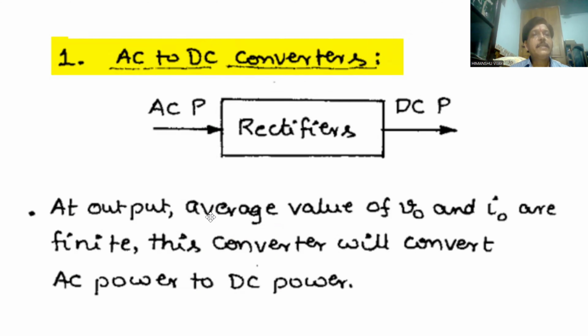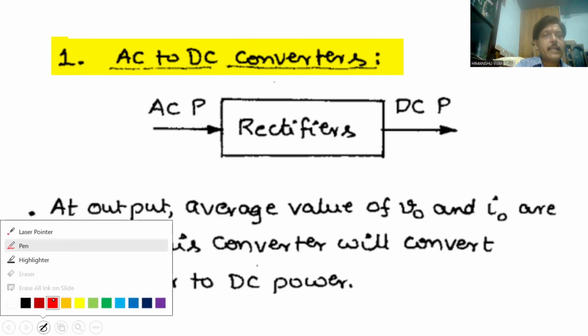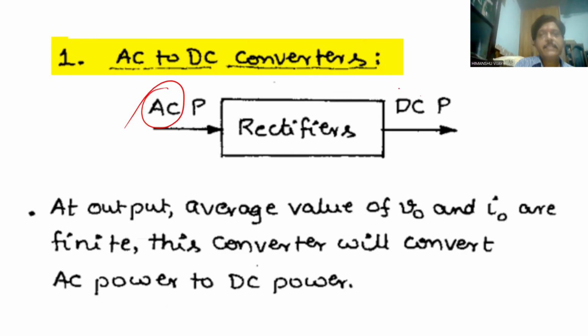Number one is the AC to DC converter. What is an AC to DC converter? As the name suggests, it is also known as a rectifier, which converts AC power to DC power. As you can see here, this is AC power and this is your DC power. At the output, you have average values V naught and I naught, which are finite. This converter converts AC power to DC power.